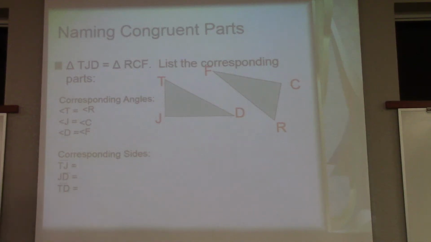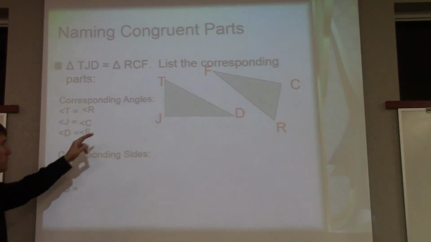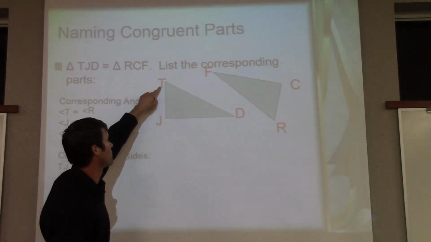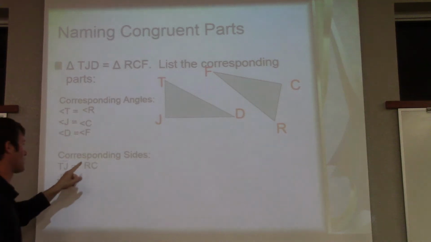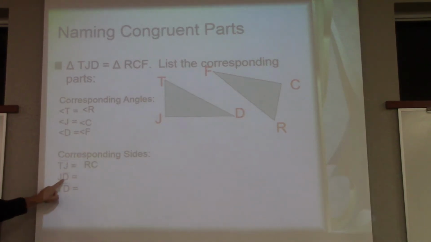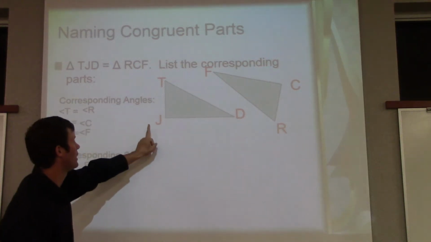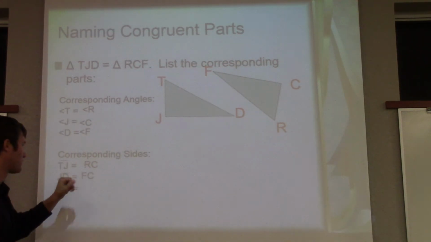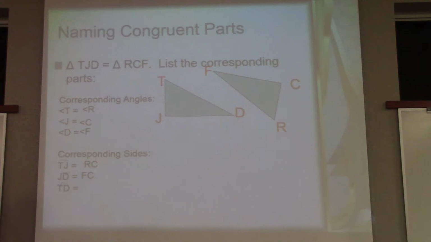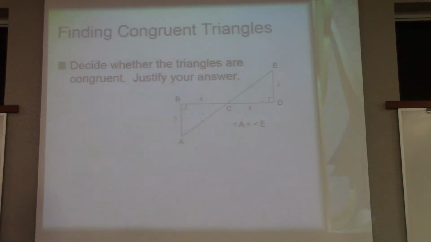Then we want to ask, what sides, corresponding sides, are also congruent? TJ, if you look right here, T to J, we'd say R to C. J to D would give us C to F. And then lastly, T to D is equal to R to F. Okay? So the parts need to be corresponding as we look at it.